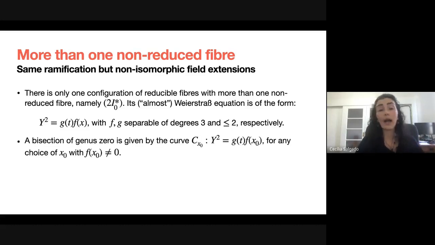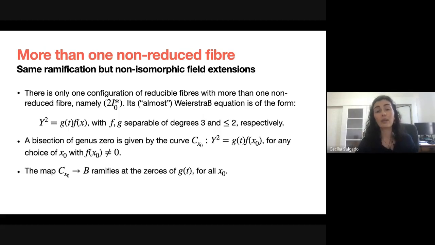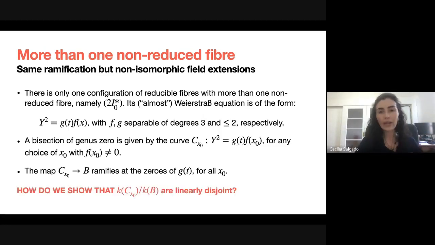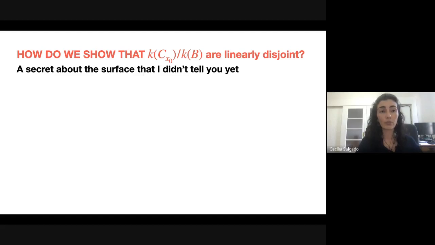So we have a bisection for free: every time I take x0, when I fix x, this is a bisection. The problem is that you can vary x0, but they all ramify in the same point, namely in the zeros of g. So if it's the polynomial t, then it's ramifying in 0 and plus infinity. So how can I show that they are linearly disjoint? And this is the thing that took us a lot of time.